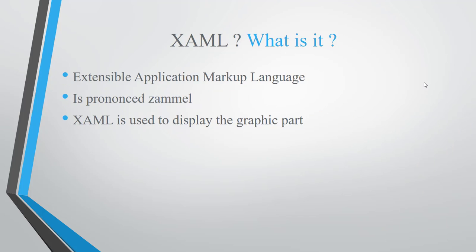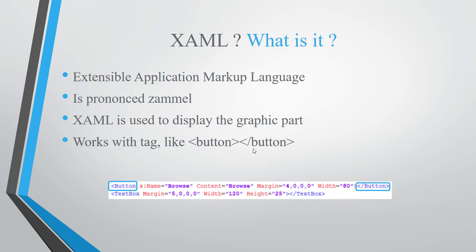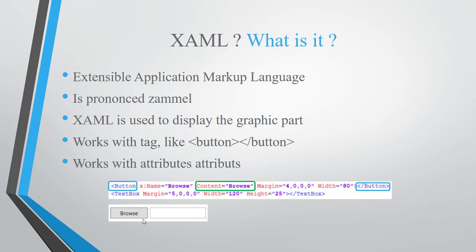So XAML, what is it? XAML is Extensible Application Markup Language. XAML is used to display the graphic part of your GUI. XAML works with tags, like the Button tag in the example below. It works with attributes, like in the example below, the attribute Content. The attribute Content allows you to give a name to your control, in this example, to your button. See below the overview of these two controls.